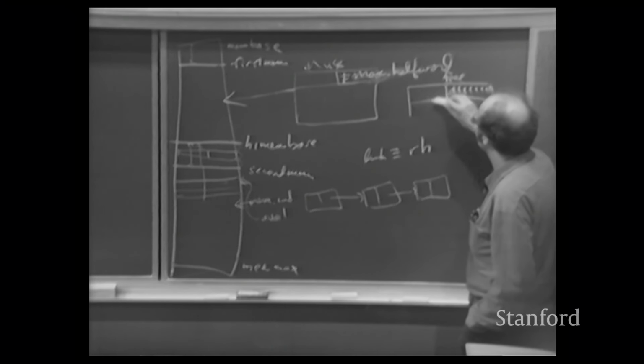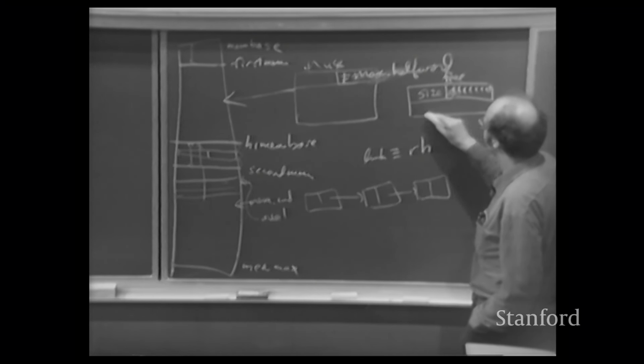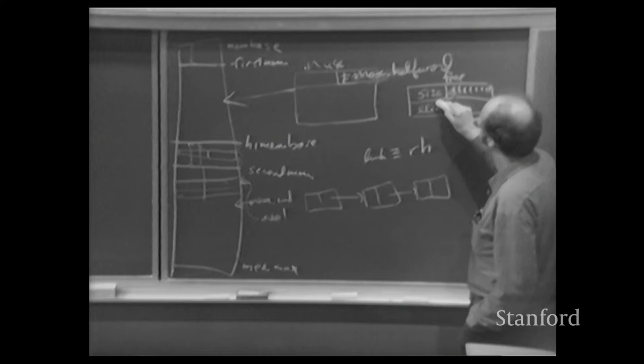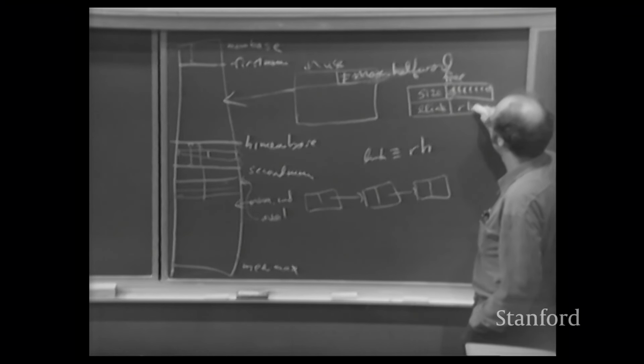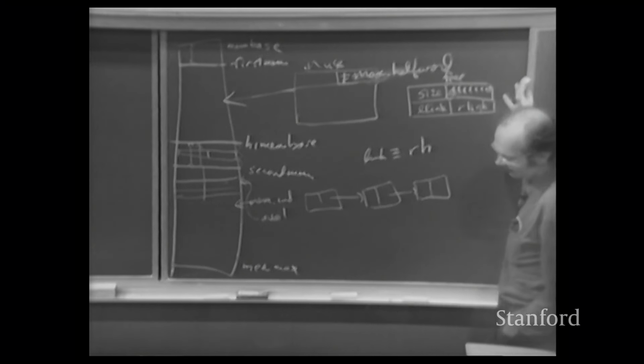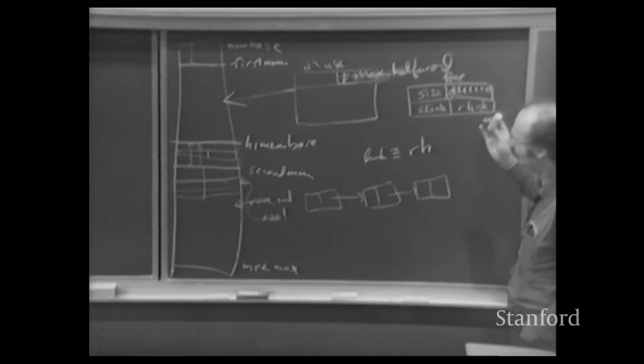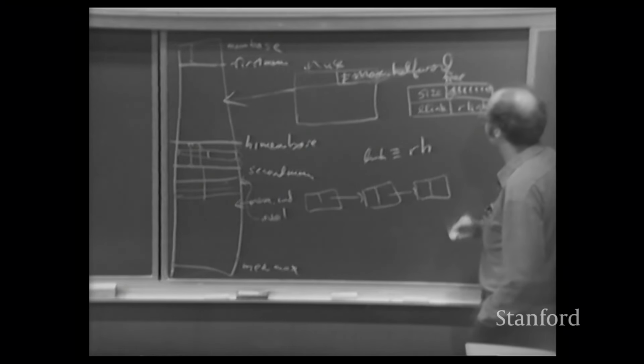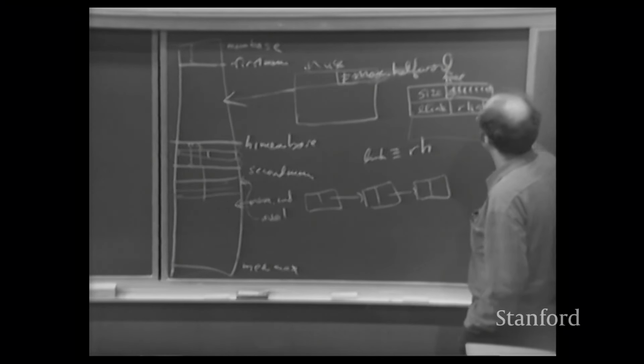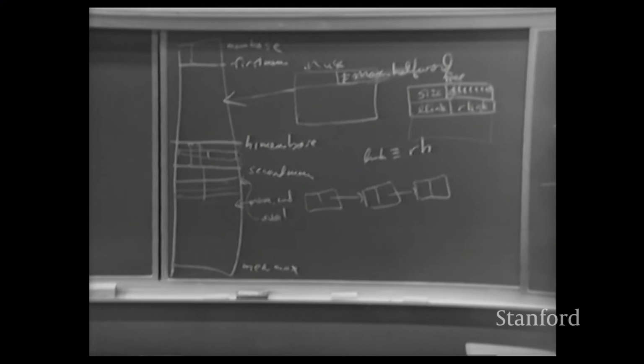And then we put the size here of the free area. And then I have an L link and an R link in the next word. And this is a doubly linked list of free cells that goes around in a circle. And then the rest of the words are unknown.